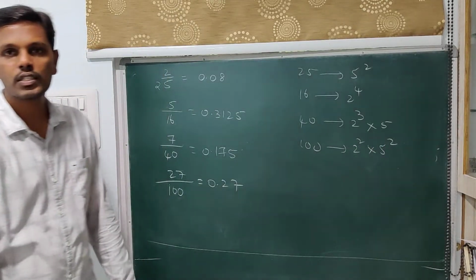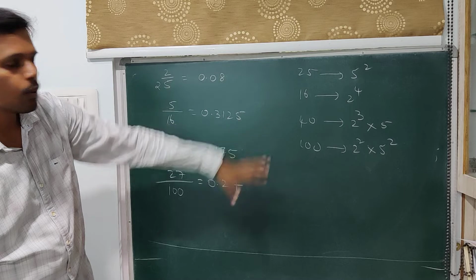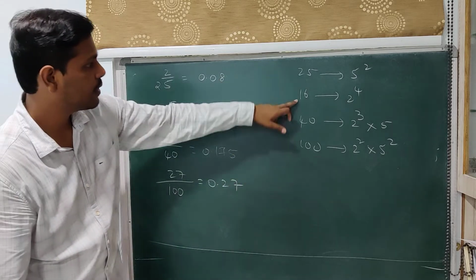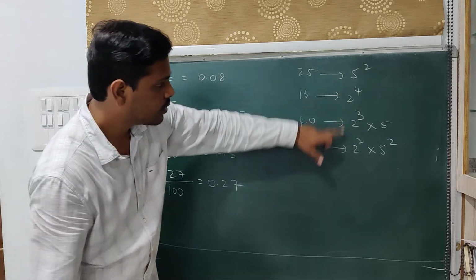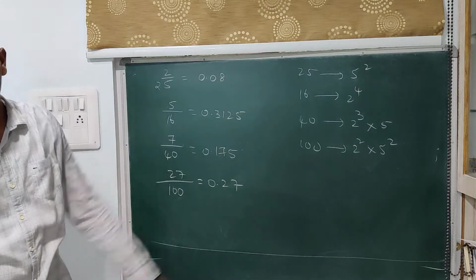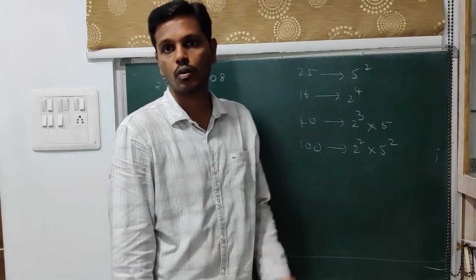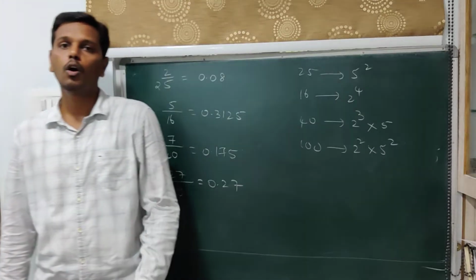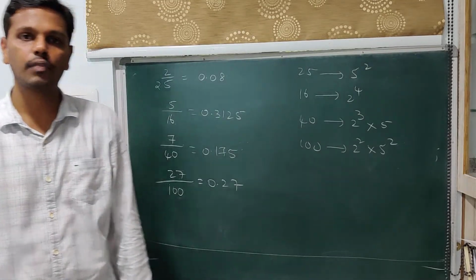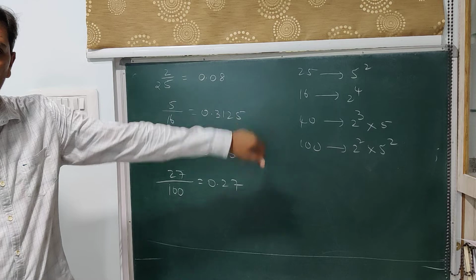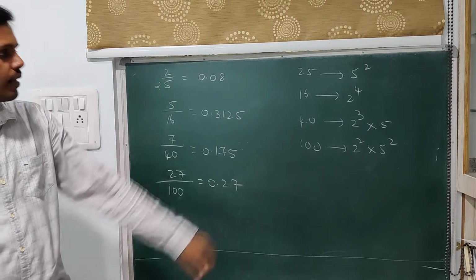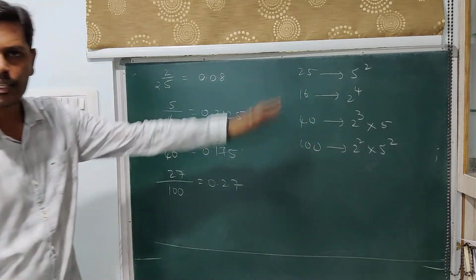2 square into 5 square. Now do you find any commonality like 25, 16, 40, 100? If you do the prime factorization, if you observe closely, either we are getting 2 as a prime factor, or 5 as a prime factor, or 2 and 5 as prime factors. Those are the prime factors that we are arriving at. Other than that, we are not getting any prime factors.